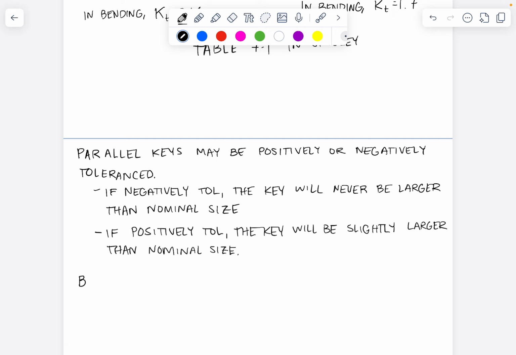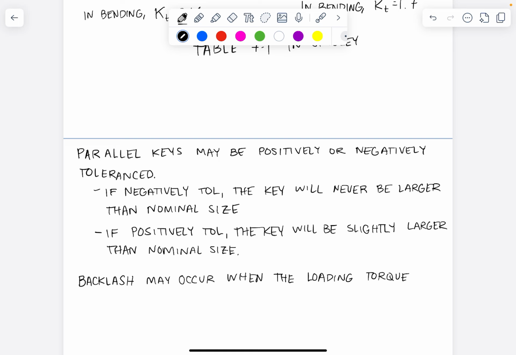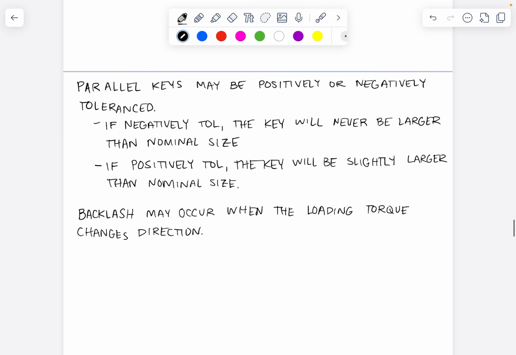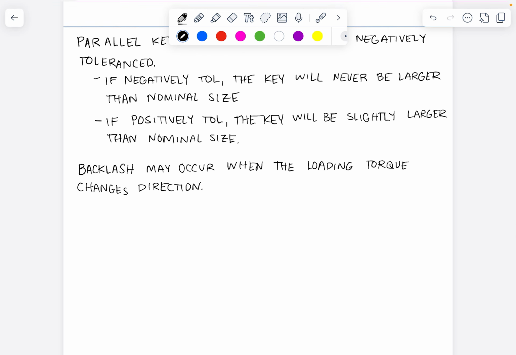One of the reasons you may want a positively toleranced key is because of the issue of backlash. So backlash may occur when the loading torque changes direction. When that happens, any clearance between the key and the key seat can result in high impact and high stresses.